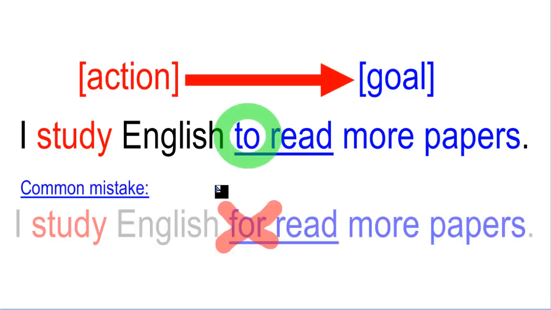One important detail. There is a very common mistake that a lot of people make, especially Spanish speakers. We speak Spanish, and that's a very common mistake that we make. Don't say for. Okay, don't say I study English for read. No, that's incorrect. What you have to say is this: I study English to read. Okay, this is a very common mistake. Don't say for and the infinitive and the base form. Okay, it's a very, very common mistake.